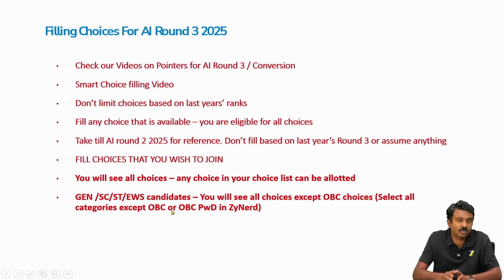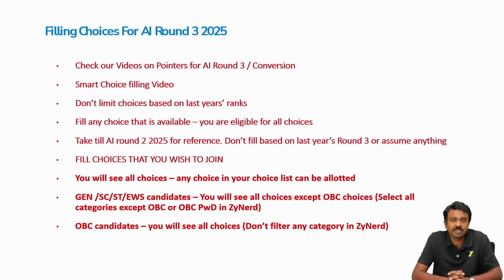So in filtering also, you will have to look at all those choices except OBC or OBC PWD, because those choices can get converted. At least 250 to 300 PWD choices get converted to the respective category, and some of them also get converted to Gen category, which means everybody becomes eligible. So please don't miss out those choices.